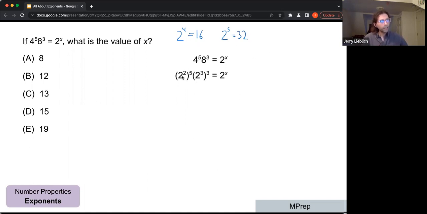And now from here, I can start cleaning things up. I've got my powers raised to powers, which I can multiply. Now I've got the same base, so I can add these exponents and get 2 to the 19th equals 2 to the x, which tells me x has to be 19, because there's no other number that I could raise 2 to that would get me 2 to the 19th. So our answer is E.